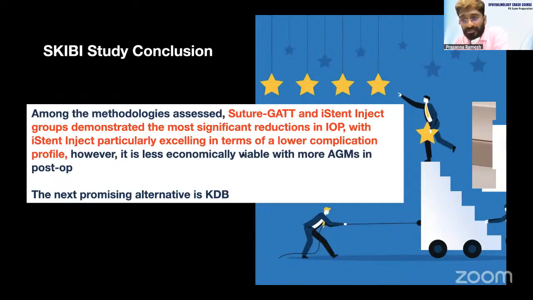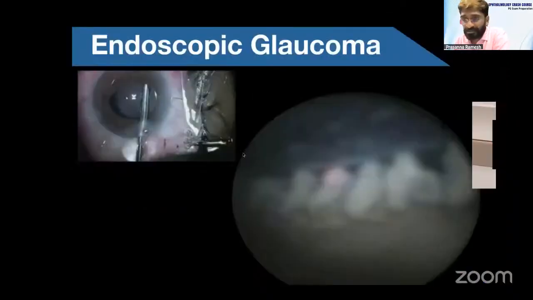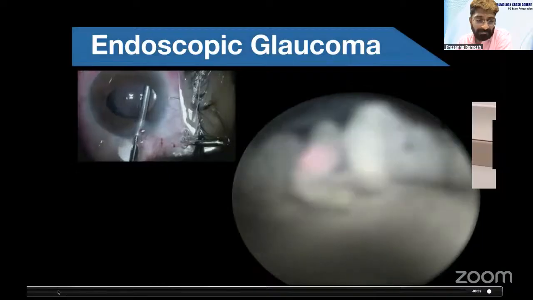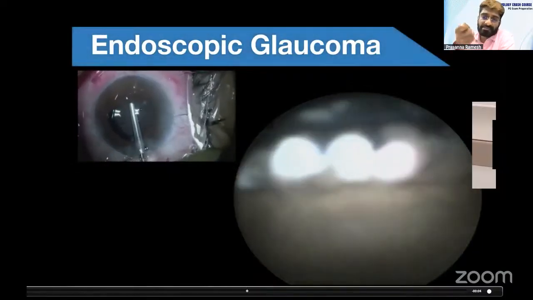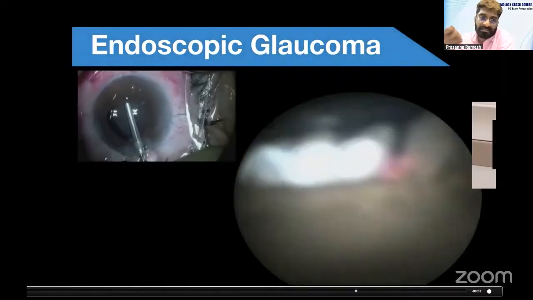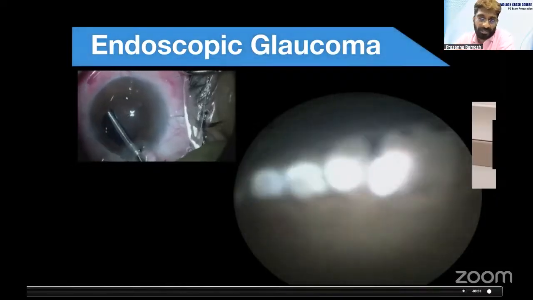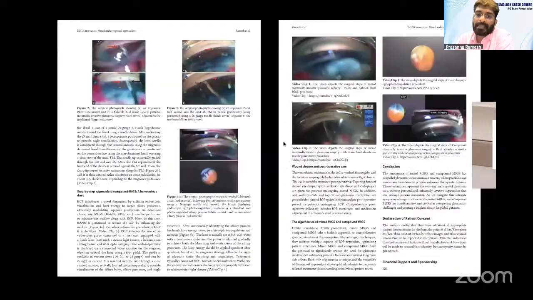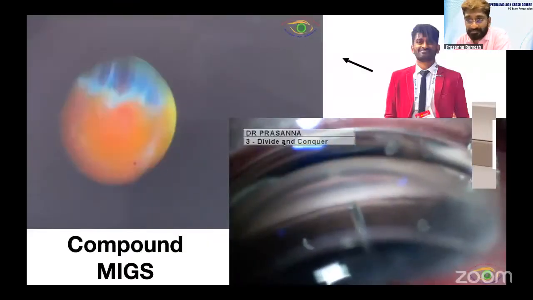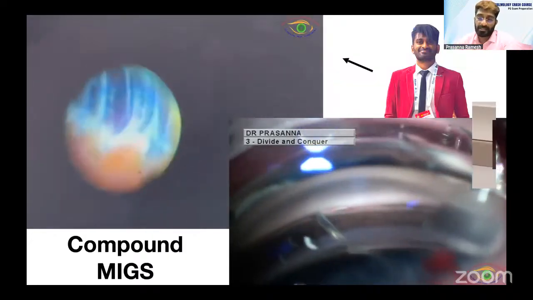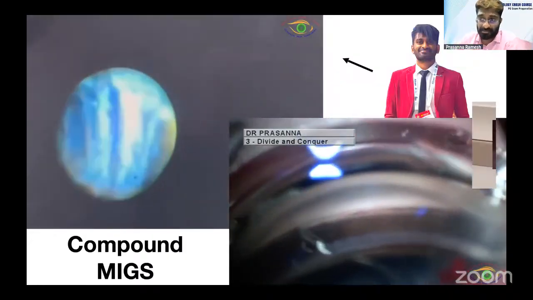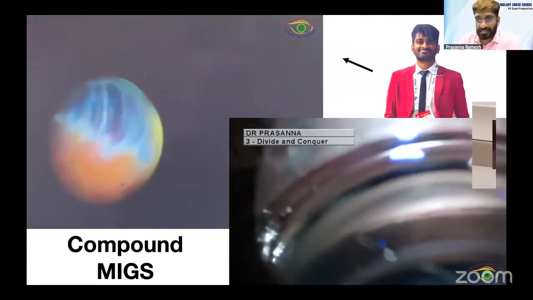And the next promising alternative is KDB. And last but not the least, ECP is a very upcoming procedure. It also is classified under the MIGS conundrum, where you selectively cyclomodulate the ciliary processes and not destroy them. So that you need to keep in mind. And there is another theory which is coming in, called compound MIGS, where you treat the ciliary body and the trabecular meshwork, the area where aqueous humor is produced and the area where aqueous humor is drained.